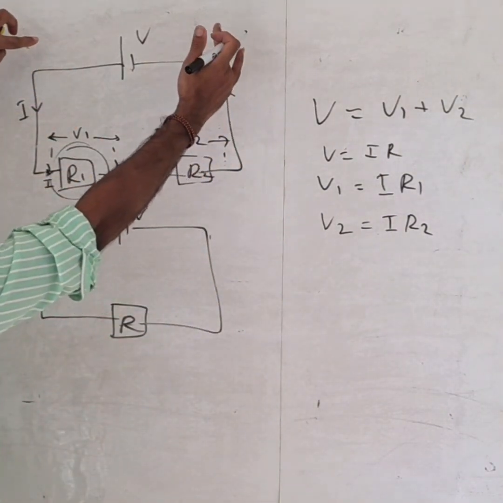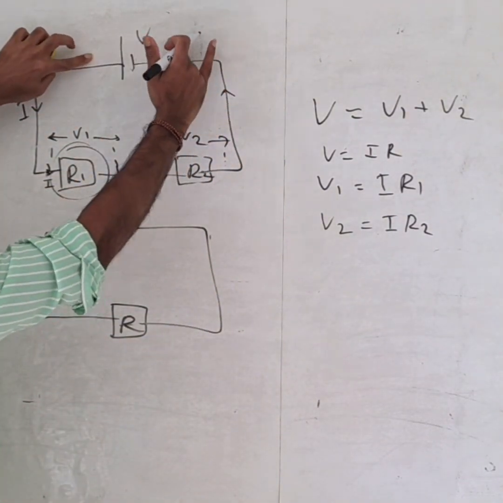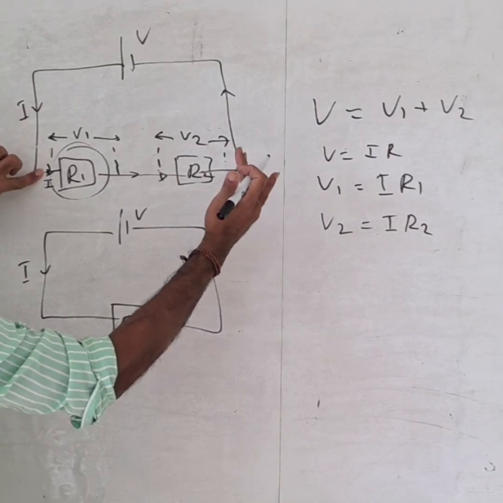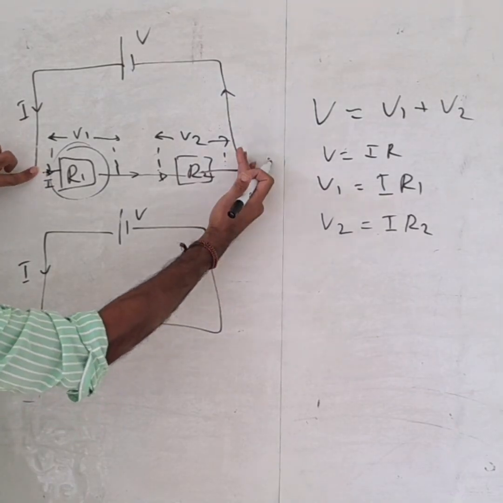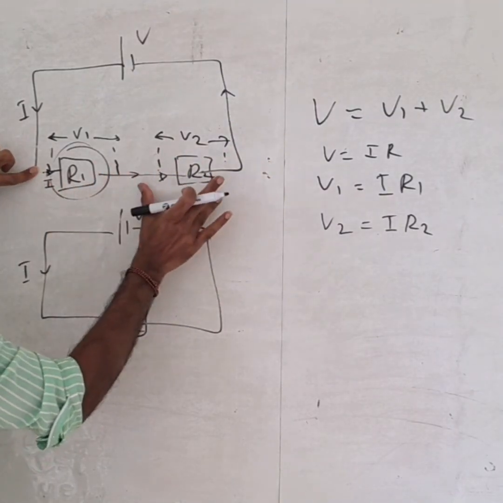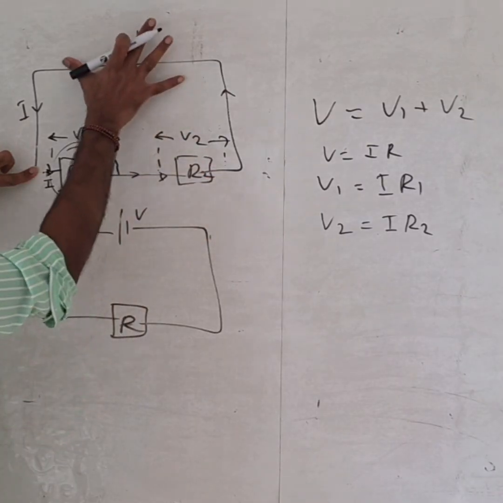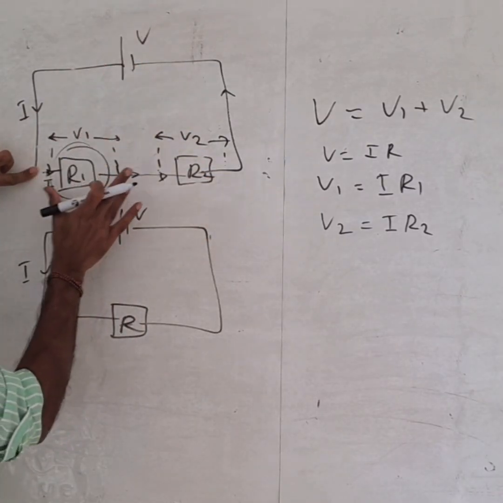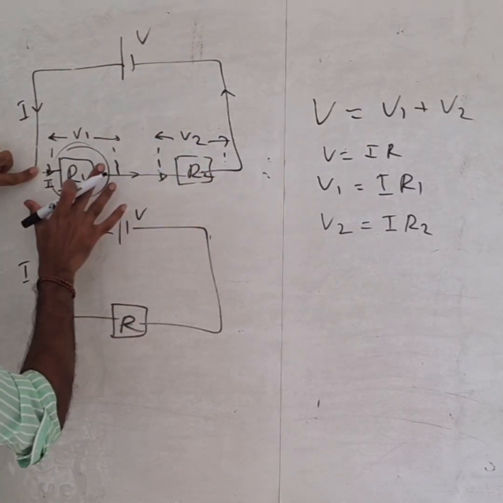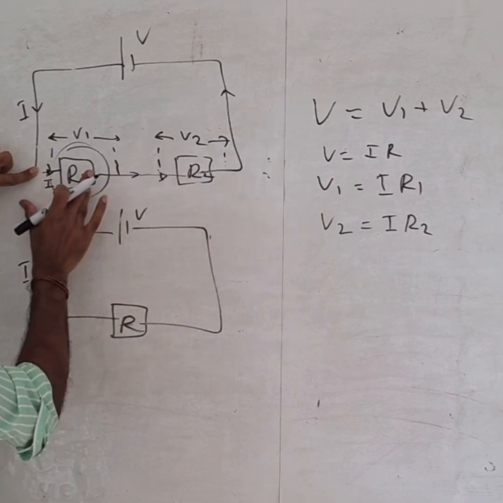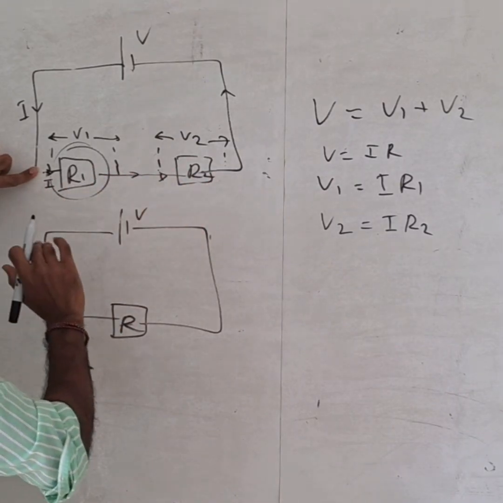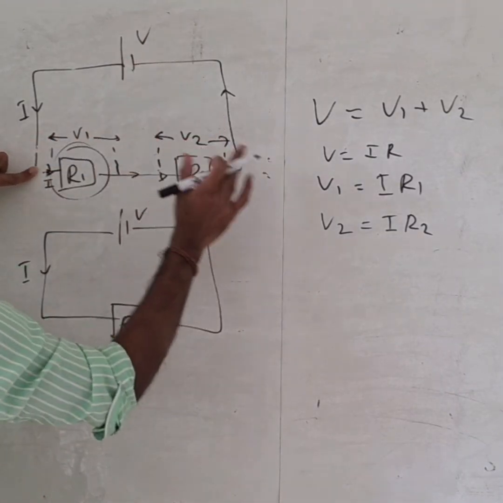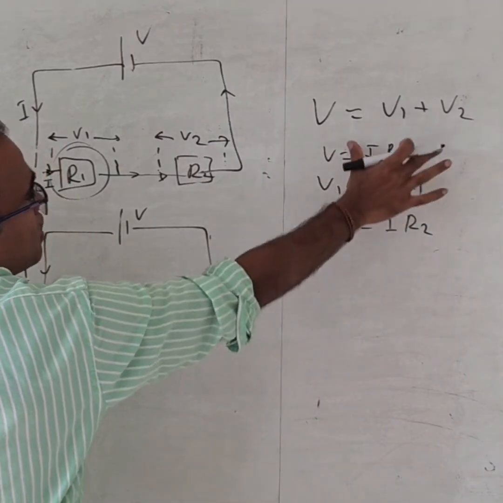We already know the voltage across this battery is equal to the voltage across this point and this point. That same voltage is divided into two parts here. So if I say this is a 10 voltage, it may be 5.5, 4.5, 3.5 based on the value of this resistance. So we can say V is equal to V1 plus V2 here. That's what we already told.